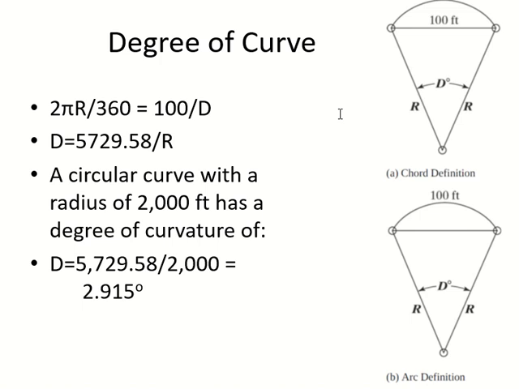Clear? So what are they to each other? Directly proportional, inversely proportional? Inversely proportional, right? So as radius increases, degree decreases. Now what is good for the drivers, more radius or less radius? More radius is good. That means the degree here should be less. Clear?